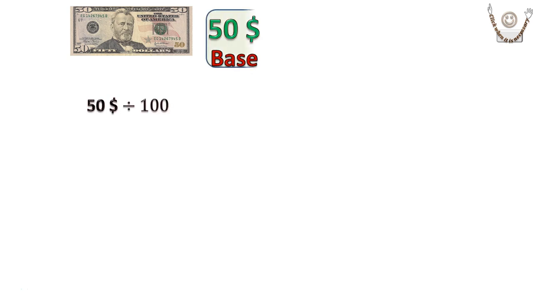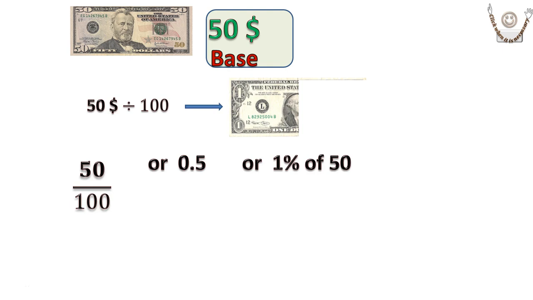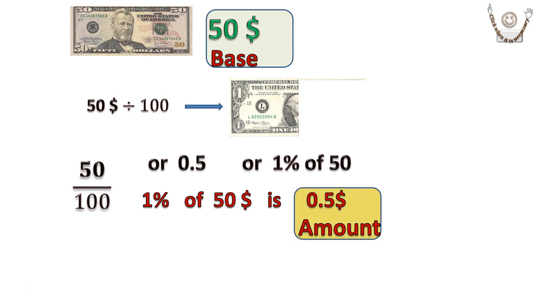Next example, if we have $50 and we divide it by 100, so $50 is a base, what we had in the beginning. And then $50 divided into 100, we will have 50 cents, or half of a dollar. So now 50/100, or half, or 1% of 50. So now 1% of 50 is half of a dollar, 50 cents. This is an amount.